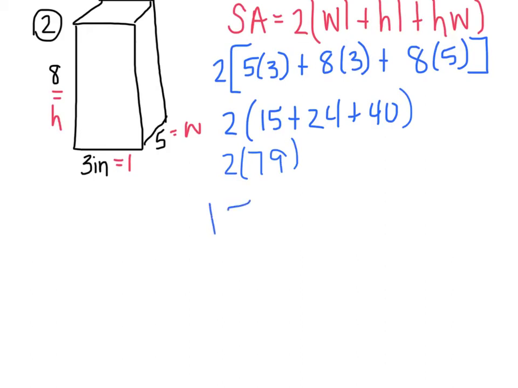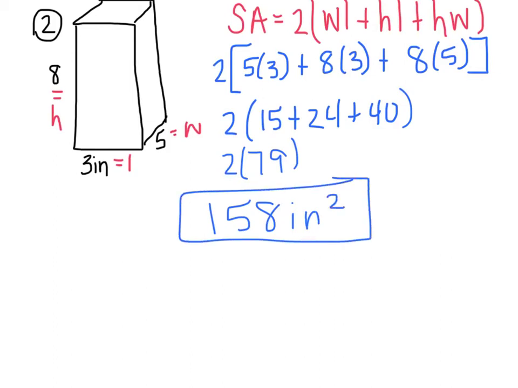is 158 inches squared. Now the surface area, what you need to remember, it's still squared because you are wrapping, it is the amount of material it would take to wrap these prisms. So think about it like you are trying to figure out how much you need to wrap this box.